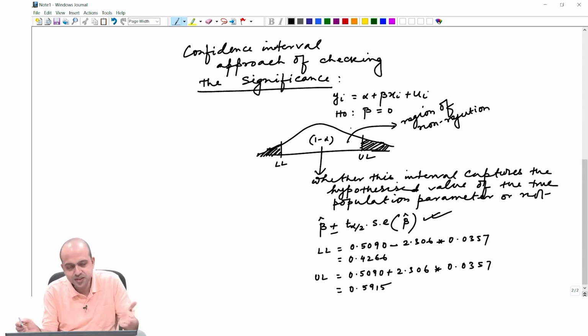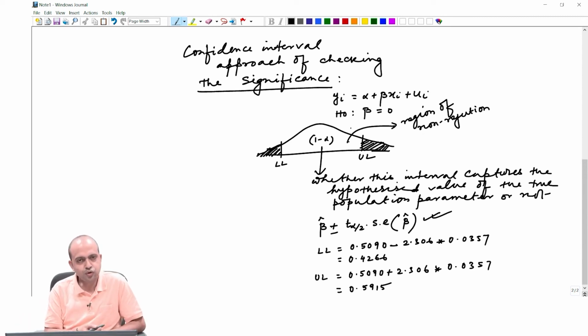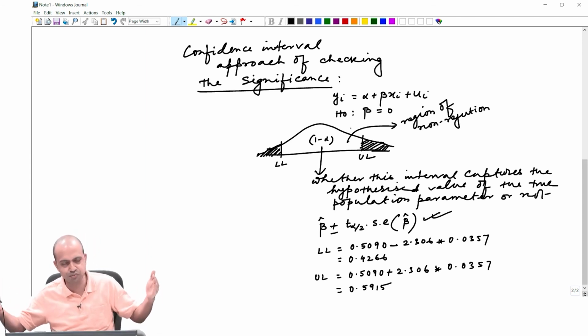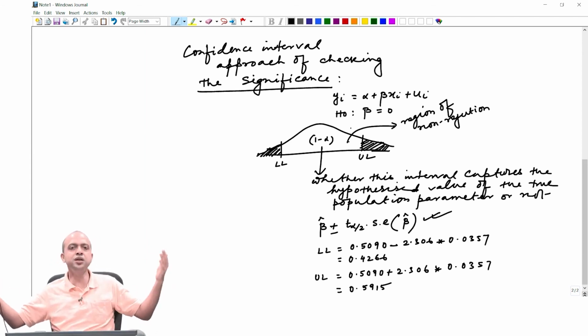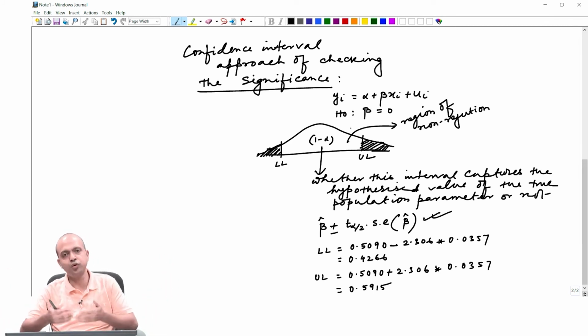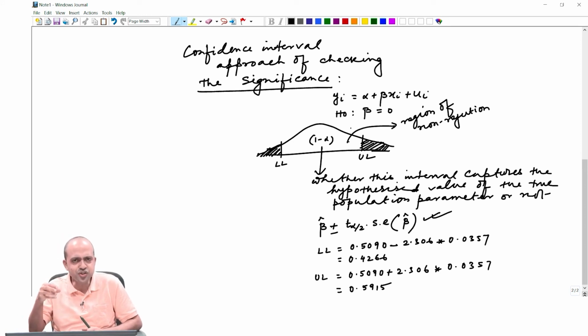And if this size is higher, obviously it would be highly probable that each and every hypothesized value of the true population parameter will be captured by this interval. A much wider interval will automatically capture the hypothesized value. That is not a great deal. So, your decision making would be precise only if your standard error is precise.